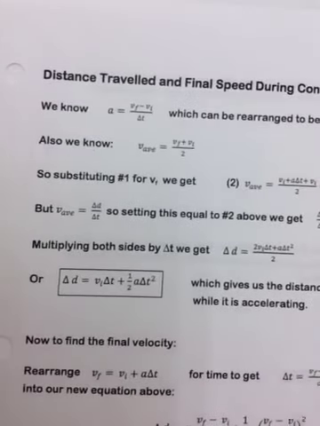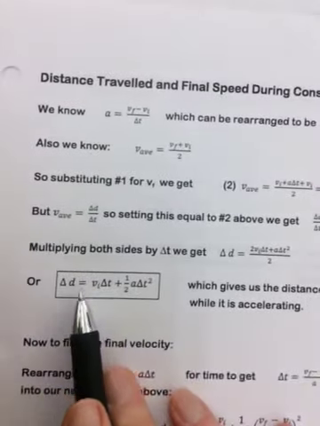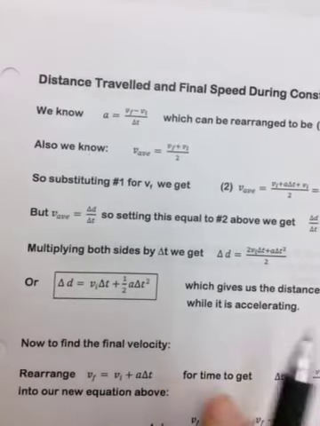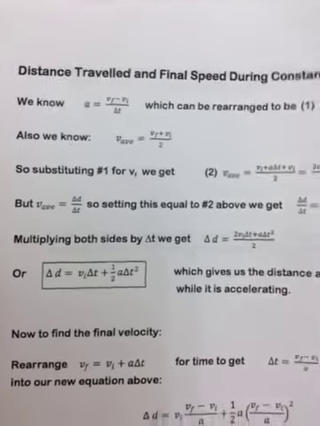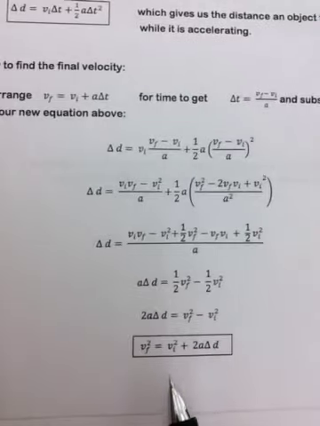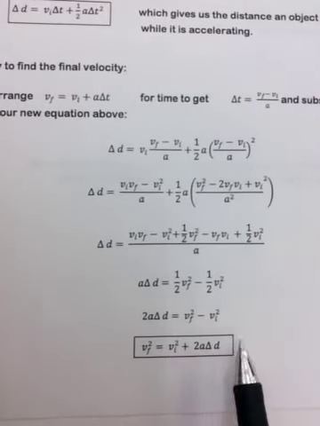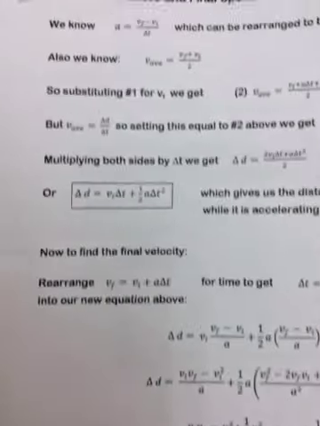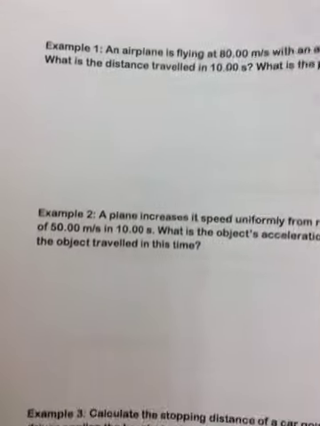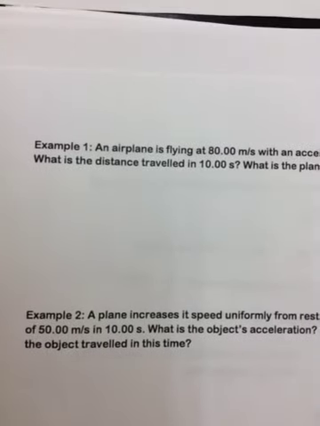Okay, so in the last video we learned two new equations. We learned delta D is equal to VI delta T plus 1/2 A delta T squared. And we learned VF squared equals VI squared plus 2A delta D. So in this video we're going to use them so you can get a feel for how to use them. On the back side of the sheet that I gave you the other day, there are three examples.